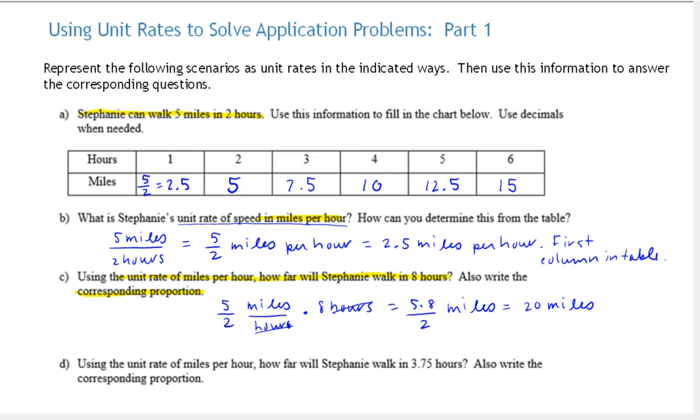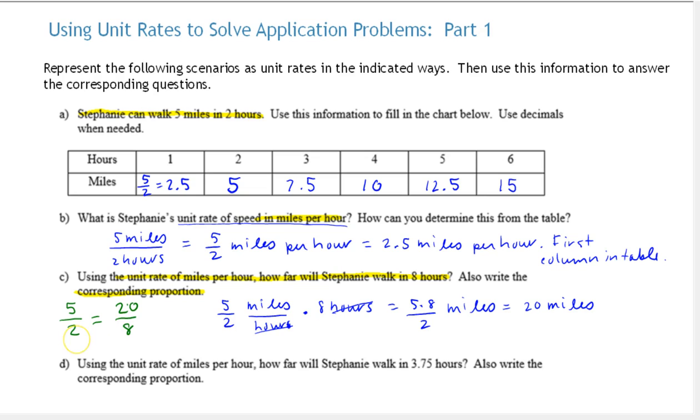So our corresponding proportion, I'm going to write this over here. Let me put it in green. So we have 5 miles over 2 hours corresponds to 20 miles over 8 hours.